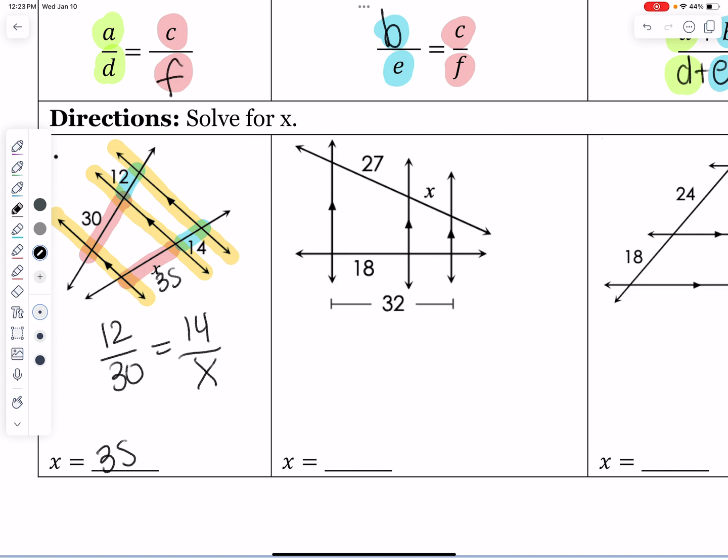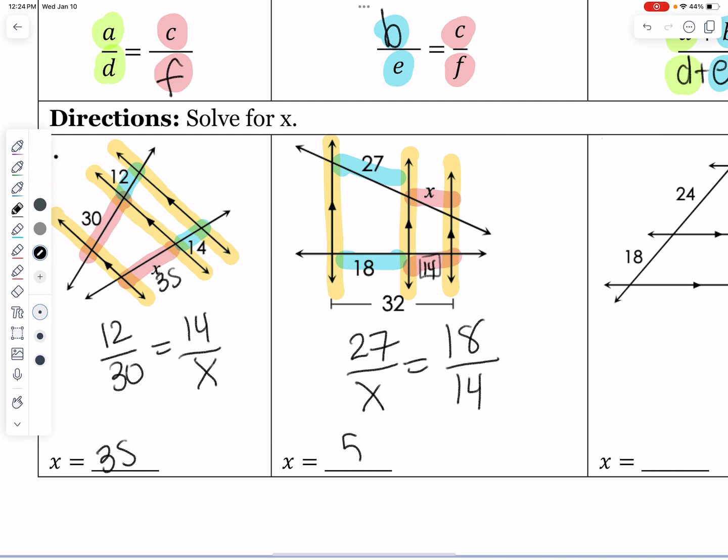Okay. Again, we have 3 or more parallel lines being cut off by 2 different transversals. And so blue and blue, pink and pink. So the way that 27, pink over orange, I keep calling it different colors. Sorry, y'all. Pinkish orange is what we'll call it. Equals 18 over this missing piece right here. We need to find that. That's going to be 32, that full amount, minus the 18 gives me 14. So that's going to be over 14. You cross multiply and you end up getting x equals 5.